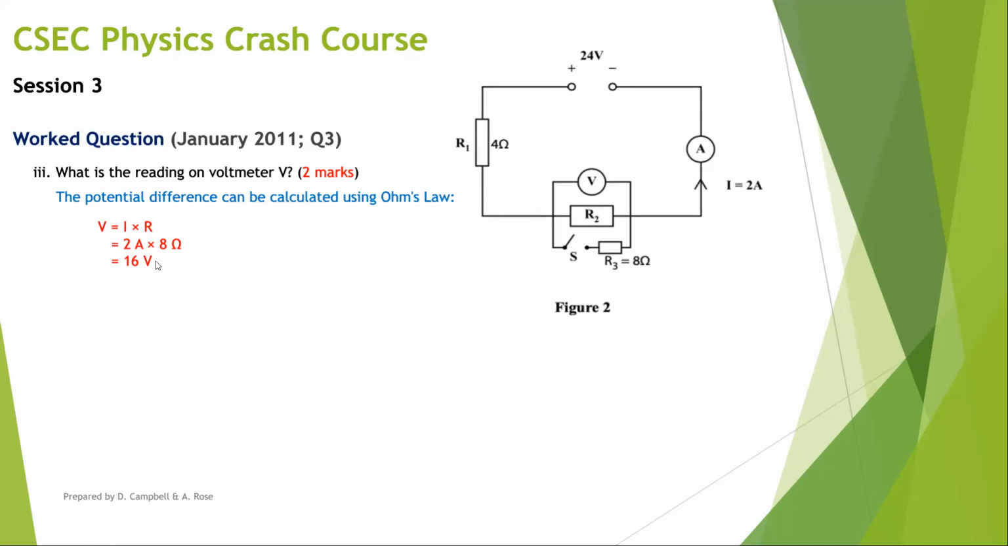So V is equal to I times R. The current flowing, as we know, is 2 amperes, and the resistance is 8 ohms for R2. Realize the voltmeter, sorry, is connected across R2, so we'd use the resistance of R2. 2 amperes times 8 ohms is equal to 16 volts. So of the 24 volts, R2 will receive 16 volts.